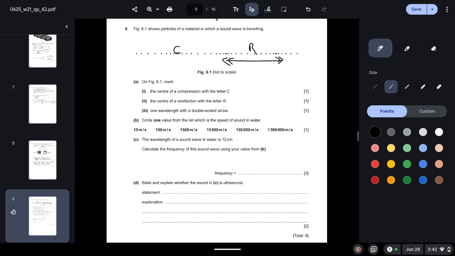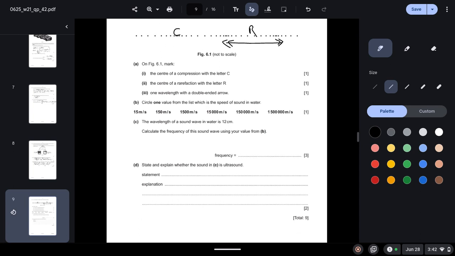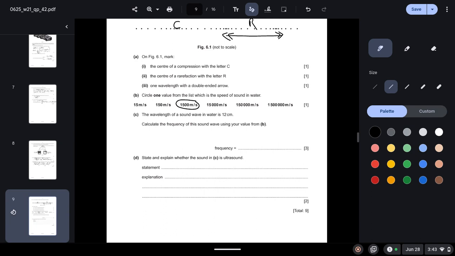Select one value from the list, which is the speed of sound in water. So this is a value that you should recall, you should be able to memorize, and it is 1500 meters per second. The wavelength of a sound wave in water is 12 centimeters. Calculate the frequency of this sound wave using a value from the list. So we have the formula v equals f lambda.